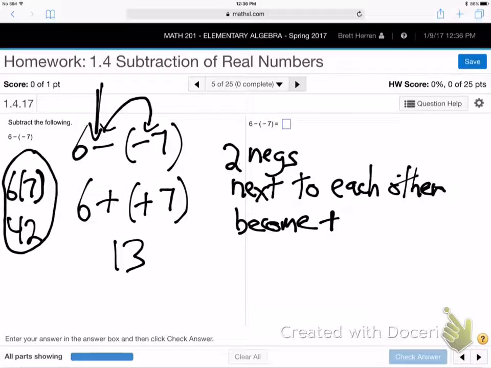So two negatives right next to each other both become positive. And then we just wrap it up with adding. 13 it is. All right, let's move on from there.